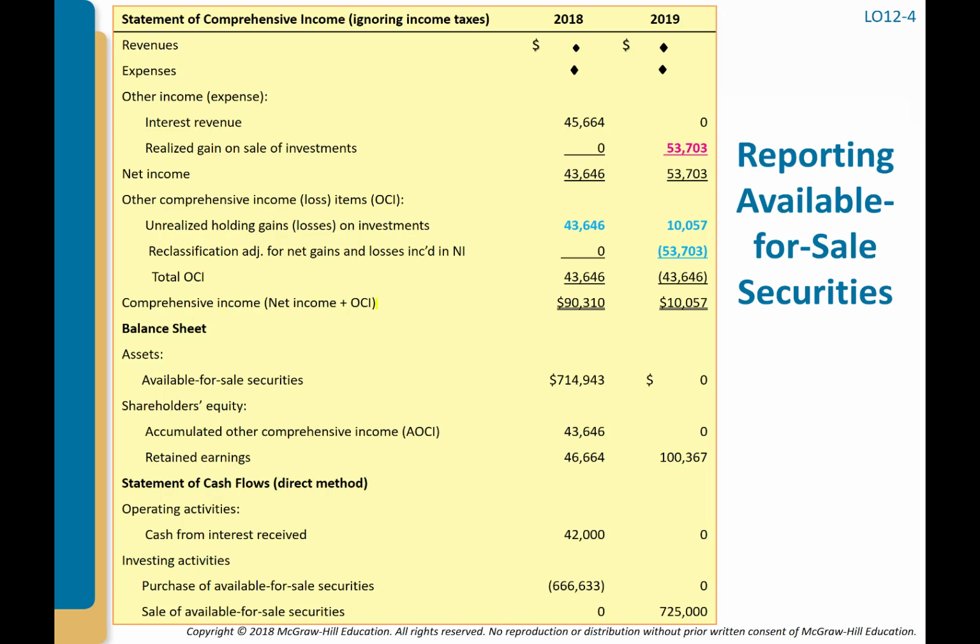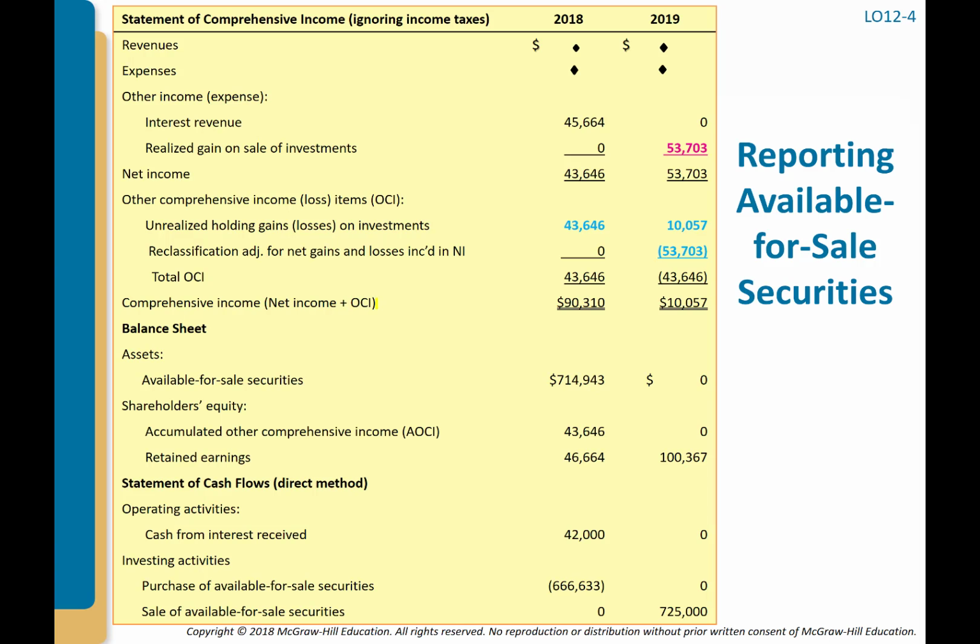Another way to look at this: they disclosed the reclassification adjustment right on the face. See how you see the reclassification adjustment right on the face of the financial statement? Another way that a company could do this is they would just report the 43,703, which is the amount net of the increase for the period, and they would just report 43,646, I should say. So they would just show that number.